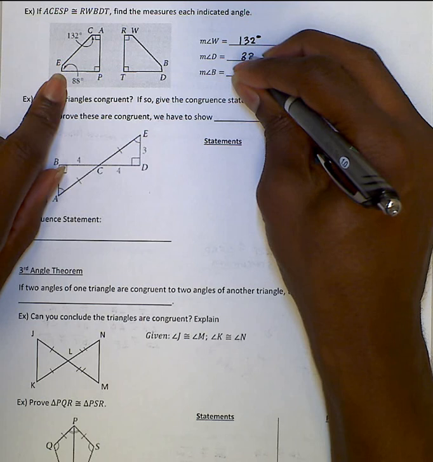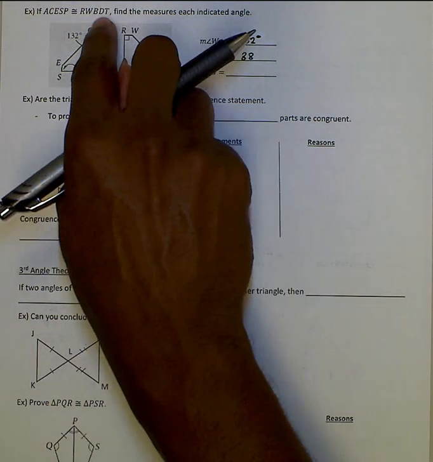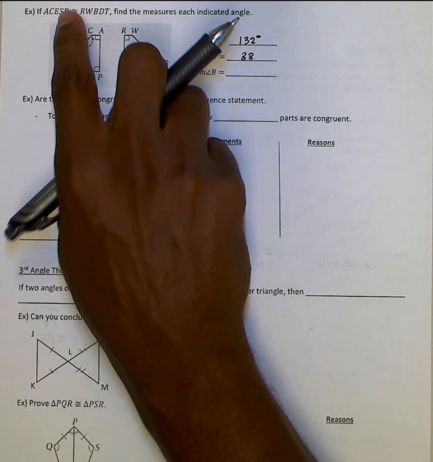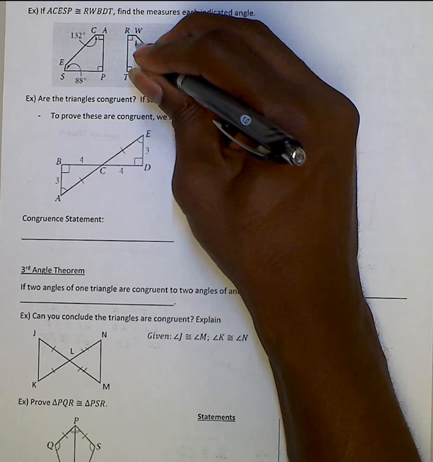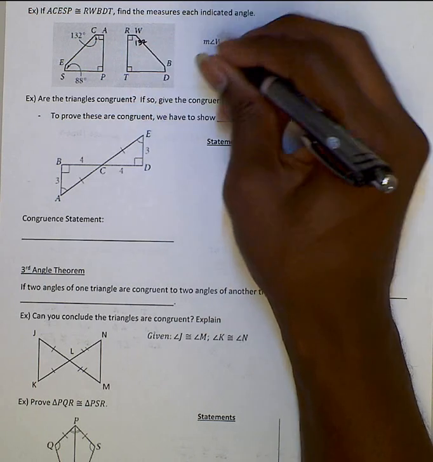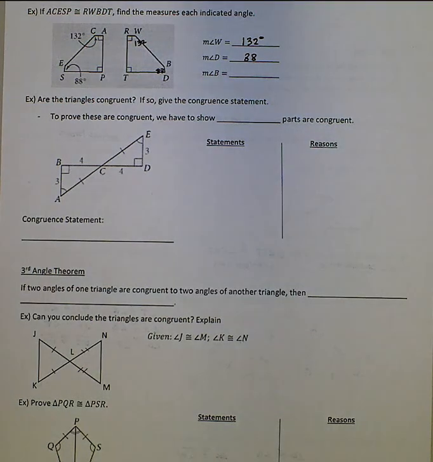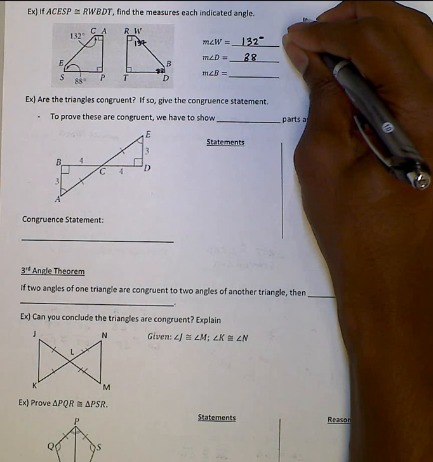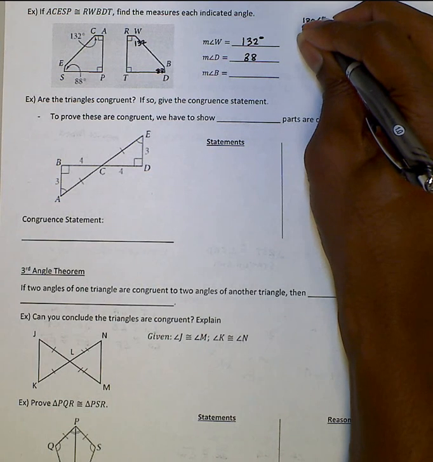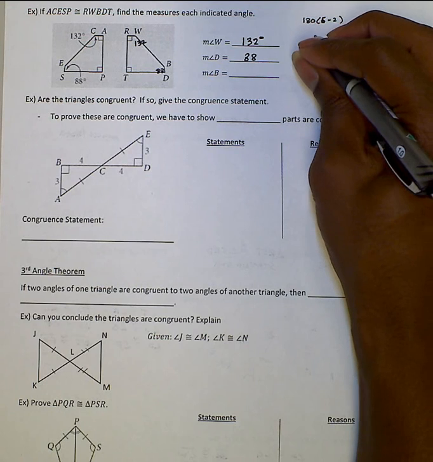Then angle B. Okay, they don't tell us, so I'm going to look and see what B is congruent to. B is congruent to E. E's not there, so I don't know that. But I do know that this is 132 for W, and this is 88 for D. Like I said before, it's a 5-sided figure, so I can say, okay, I should do 180 times n minus 2, or 5 minus 2. That gives me 180 times 3, which gives me 540.